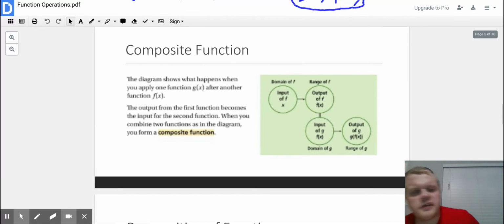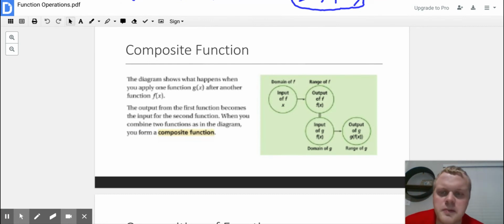Composite functions here. Next topic. The diagram shows what happens when you apply one function, g of x, after another function, which is f of x. The output from the first function becomes the input for the second function, and when you combine the two functions, as in the diagram, you form a composite function.